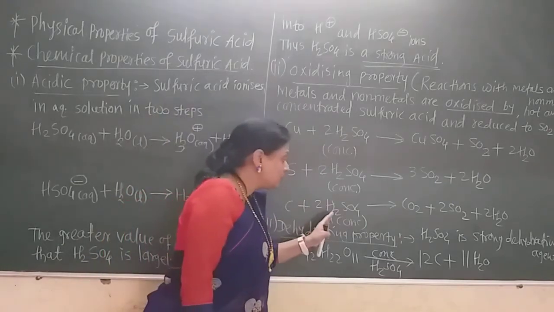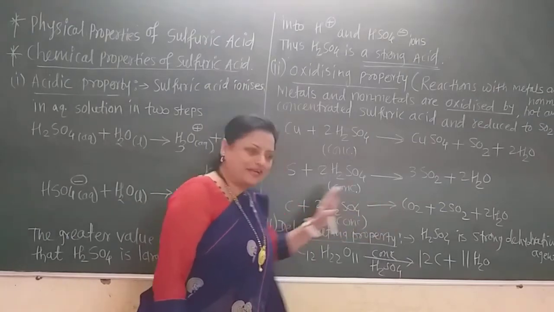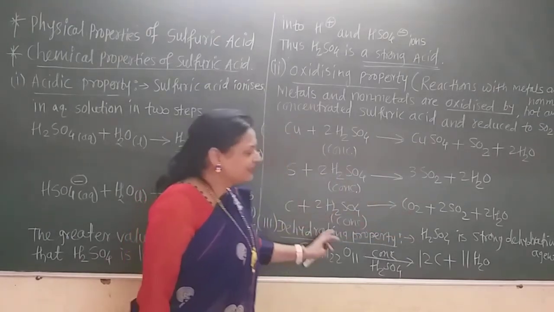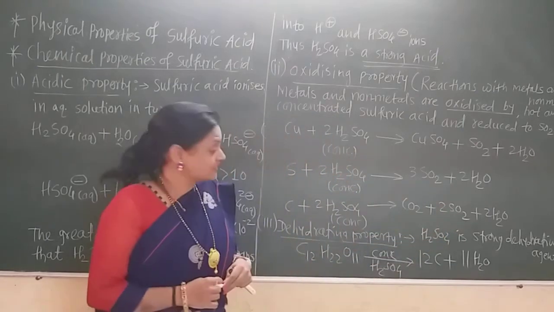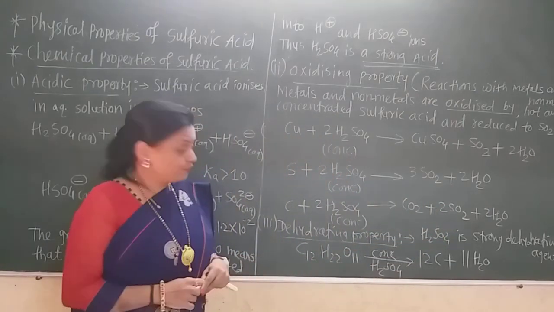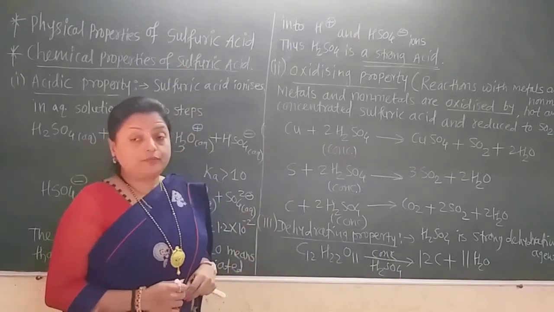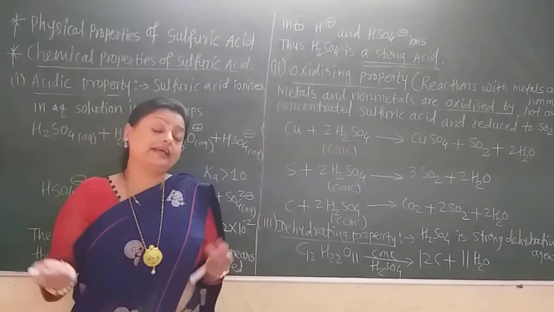Now carbon also gets oxidized, see here, into carbon dioxide. Carbon gets oxidized into carbon dioxide, and the H2SO4 gets reduced into SO2 gas. Now these are about the oxidizing property. The next property is the dehydrating property. Sulfuric acid is a very strong dehydrating agent.